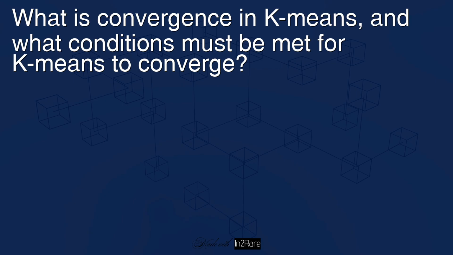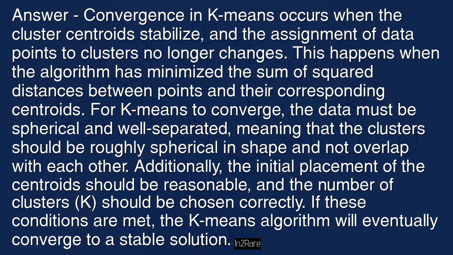What is convergence in k-means, and what conditions must be met for k-means to converge? Answer: convergence in k-means occurs when the cluster centroids stabilize and the assignment of data points to clusters no longer changes. This happens when the algorithm has minimized the sum of squared distances between points and their corresponding centroids.